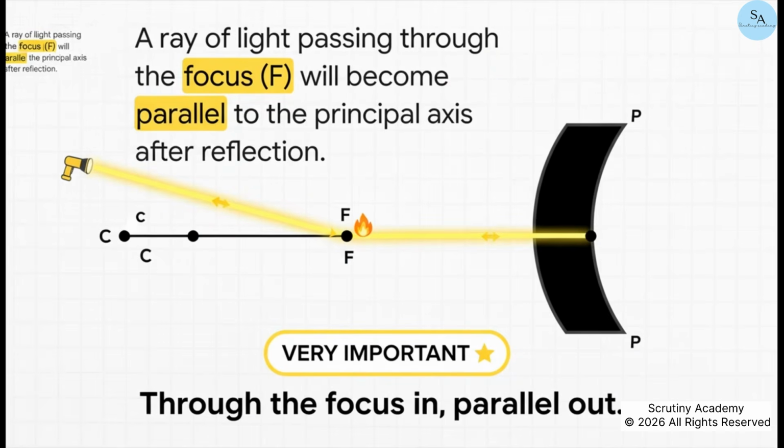Now for rule number 2, which, you'll love this, is just the exact reverse of rule number 1. If a light ray goes through the focus first and then hits the mirror, it'll bounce off and travel perfectly parallel to the principal axis. See? It's a perfect two-way street. Through the focus in, parallel out.